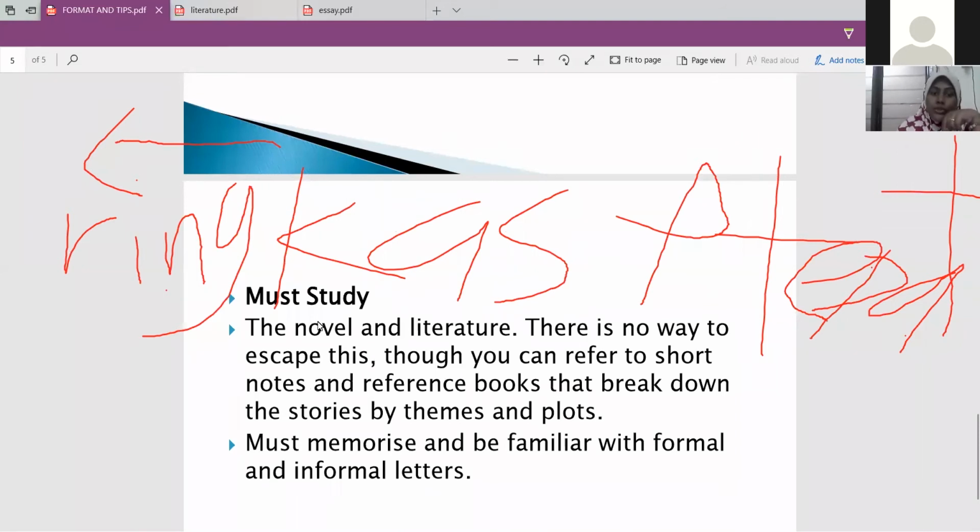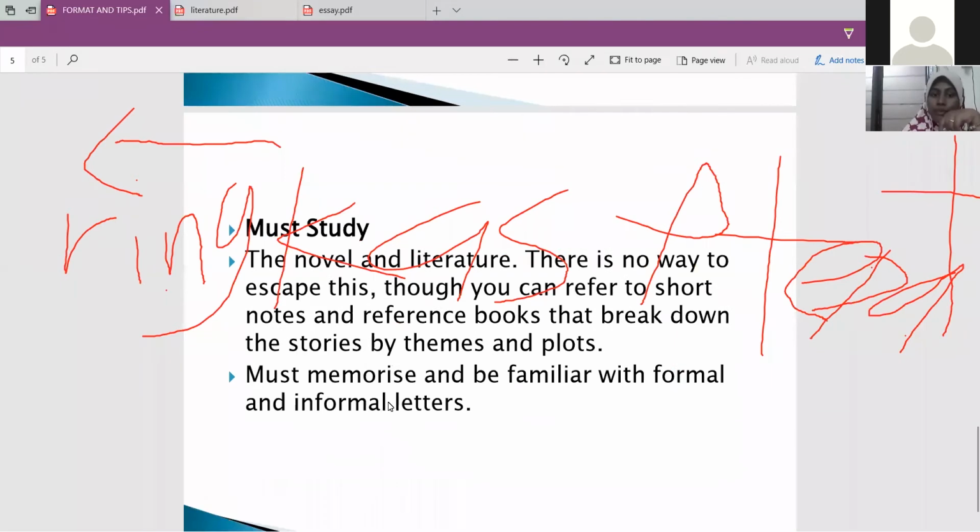Okay, lastly, you have to study. It's a must. All right, it's a must to study the novel and the literature. There is no way to escape this. Though you can refer to short notes or a reference book, as I told you just now. If you have a lot of problems, you couldn't memorize, or you couldn't understand the words in the novel, you can opt for your reference book. Reference books usually have summaries by chapter. It is very helpful, but coming back to the evidence, it is better to look from the textbook itself.